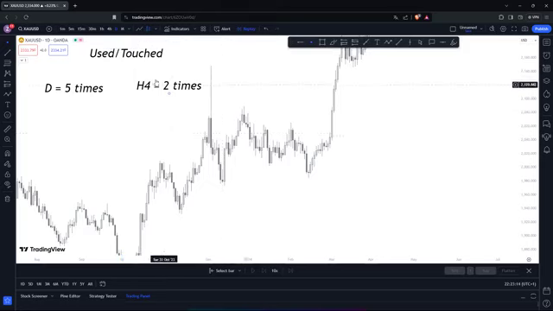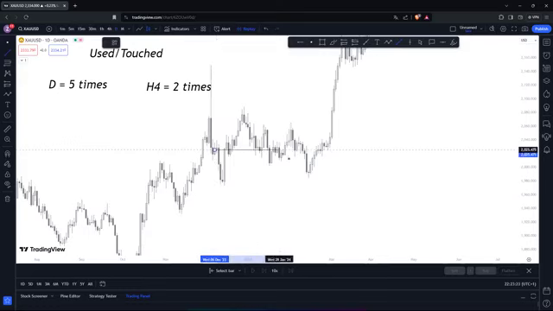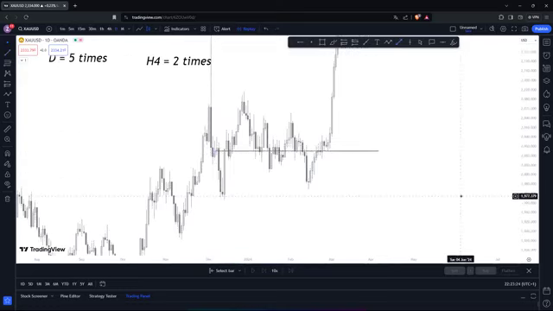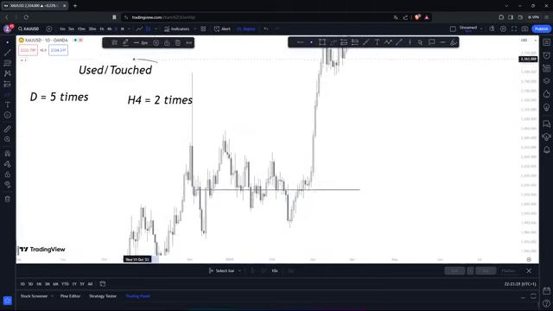Okay, so here you have H4 or less, 2 times. For the daily, 5 times. Now let's take a random level from here and then drag it to the right. So let me explain the second term, touched, because it's the simpler term than used.